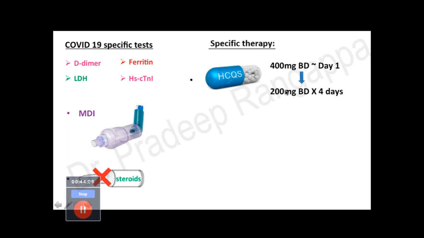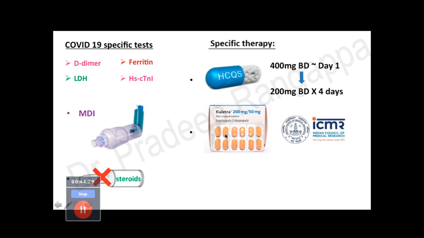So specific therapy for COVID, I think I have suggested this during mild disease: hydroxychloroquine, 400 mg twice daily on day 1, followed by 200 mg twice daily for 4 days is what is suggested. And once they are sick in ICU, the recommendation is to give lopinavir and ritonavir, HIV drugs. So 200 mg of lopinavir and 50 mg of ritonavir. And the AIIMS document does suggest if you are using hydroxychloroquine with lopinavir, ritonavir, this has to be notified to ICMR. If you are using this combination, these patients have to be notified to the Indian Council of Medical Research.